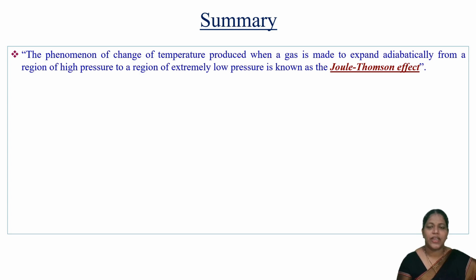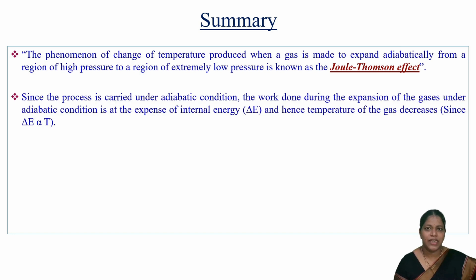Let us summarize the points that we have discussed so far. We discussed that the phenomenon of change of temperature produced when the gas is made to expand from a region of high pressure to a region of extremely low pressure is known as the Joule-Thomson effect. Since the process is carried under adiabatic condition, the work done during expansion of gases is at the expense of internal energy, and hence the temperature of the gas also decreases, since the change in internal energy is directly proportional to the temperature of the system.